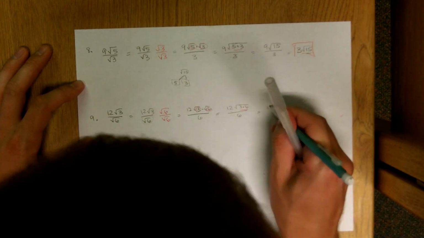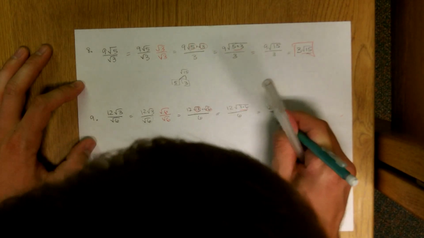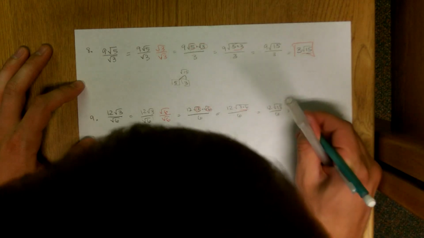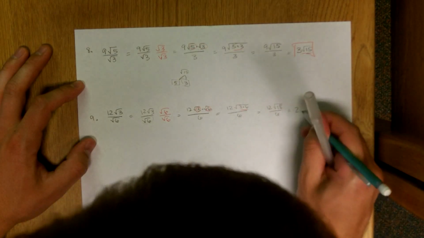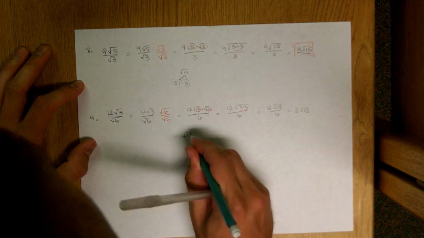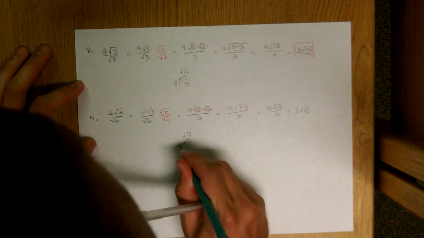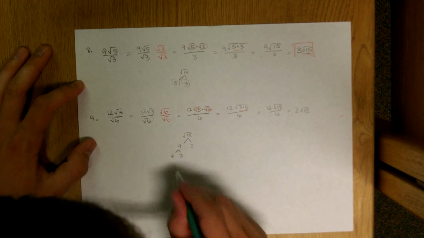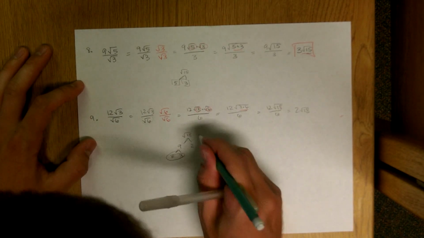Okay, so we have 12 square root of 18 over 6. Simplify the 12 and the 6. Divide that, that's 2 square roots of 18. Can we do anything with the square root of 18? Square root of 18 can break down into 9 and 2. 9 can be broken down into 3 and 3. That's our pair right there.